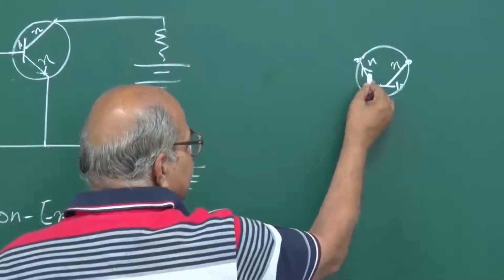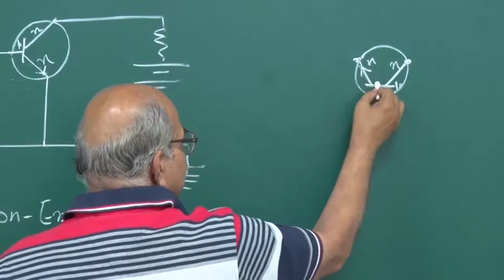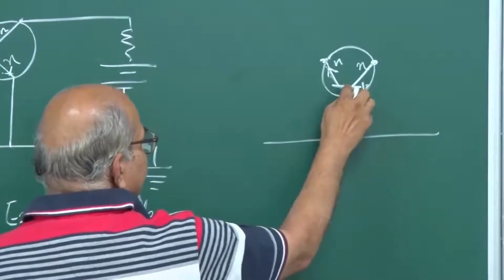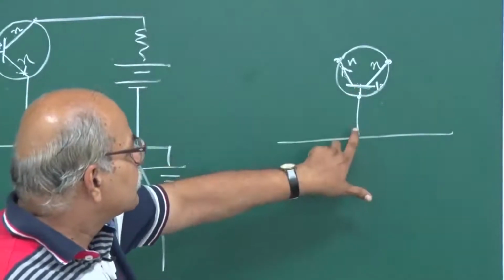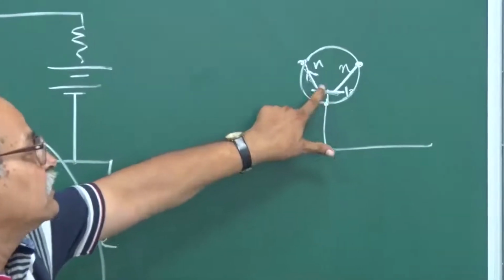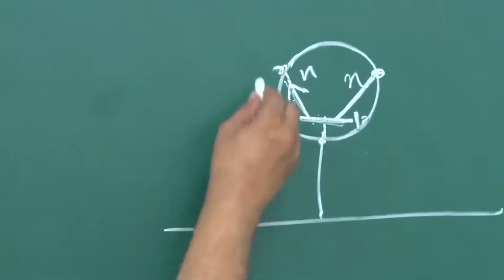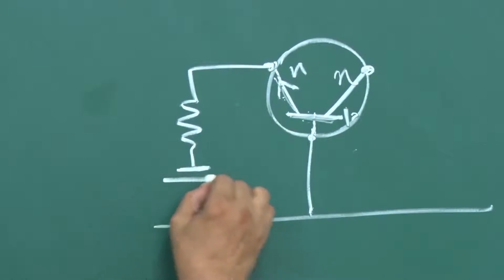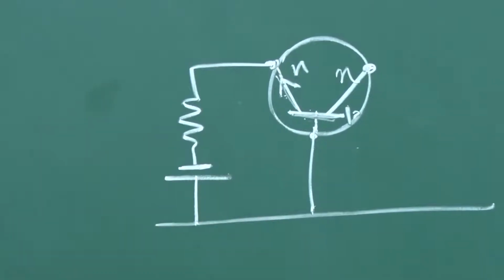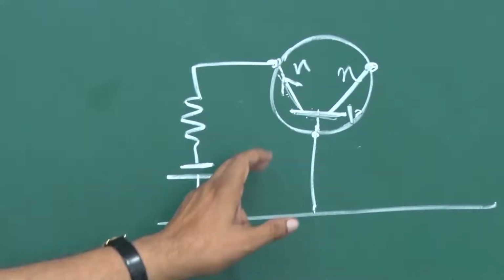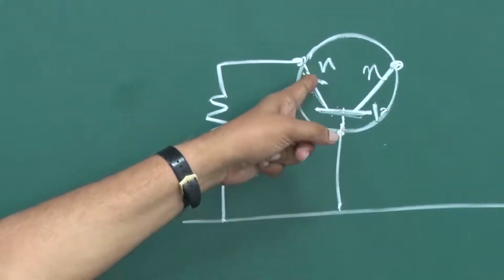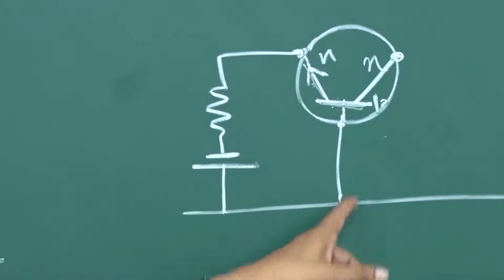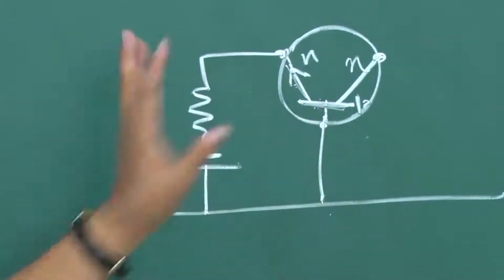So base and emitter should be forward biased. So this P should be at a higher voltage, and this N should be at a lower voltage. If I take it from here and then take a resistance, I should put the negative of the cell here and the positive of the cell here, and then connect. So this will ensure that this emitter, which is N type in this NPN transistor, is at a lower voltage as compared to this base, and this is forward biased.